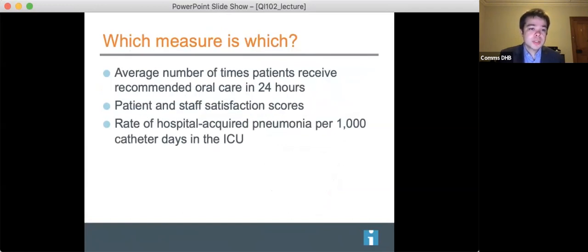So which measure is which? Here's another one. If you could use your chat functions. What type of measure is the average number of times patients receive recommended oral care in 24 hours? What type of measure is patient satisfaction scores? Well, I told you the answer in the last slide, actually. And what type of measure is the rate of hospital-acquired pneumonia per 1,000 catheter days in the ICU?